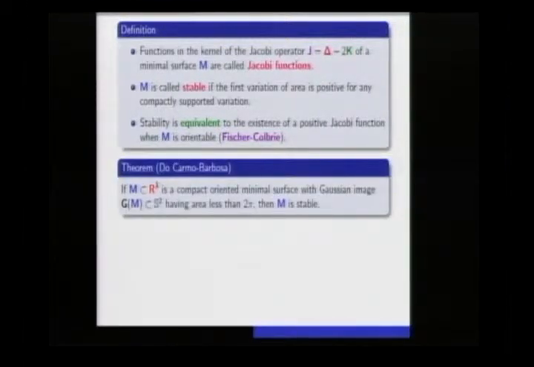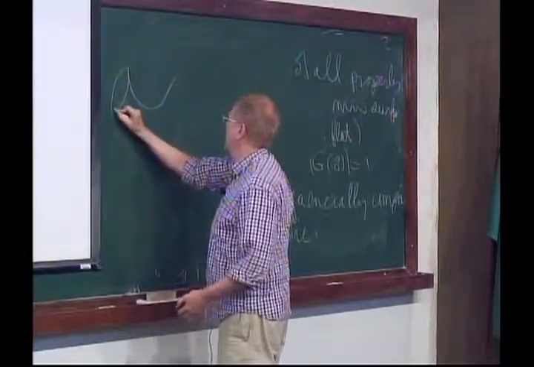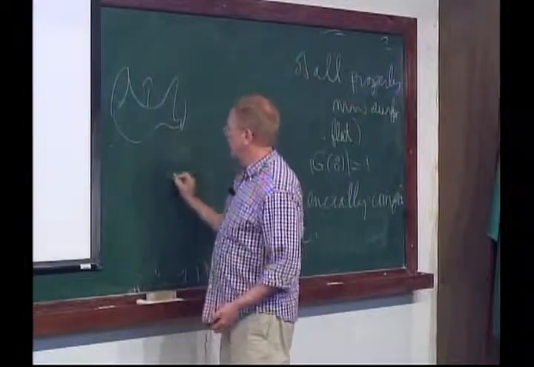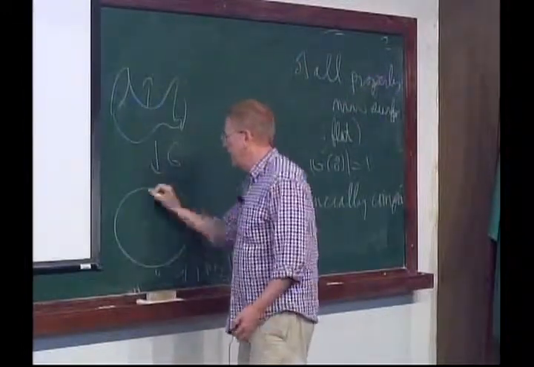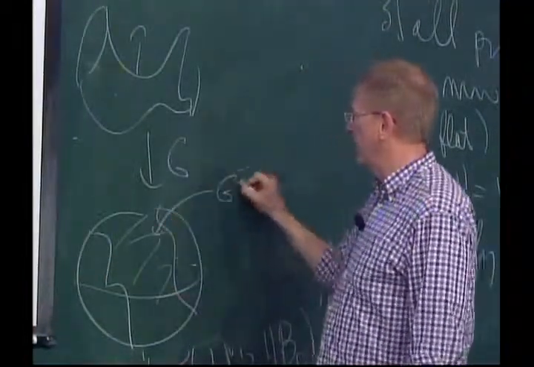I want to give a simple application, which is this result of do Carmo and Barbosa, which says that if you look at a minimal surface immersed in R3, think of a compact surface, and you look at its Gaussian image, the image of the Gauss map. Here is our surface in space, our minimal surface. We have the Gauss map to the two-sphere, and it has some kind of image on the two-sphere. So we're looking at G of M.